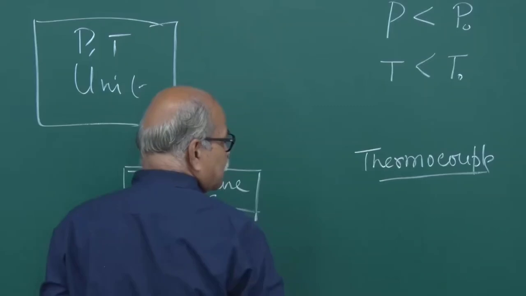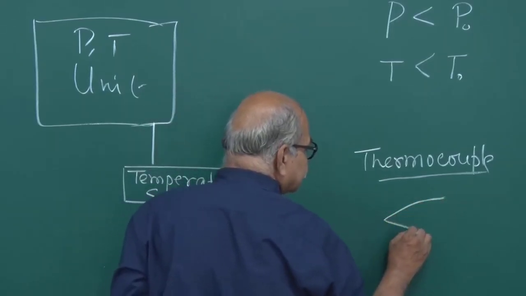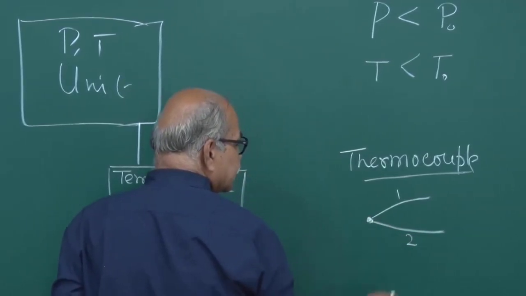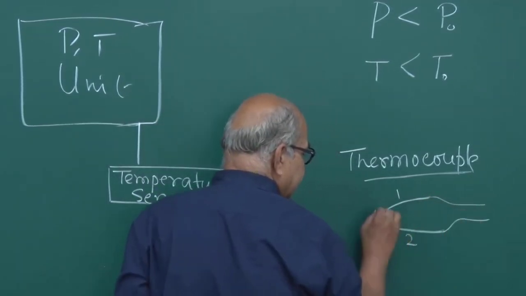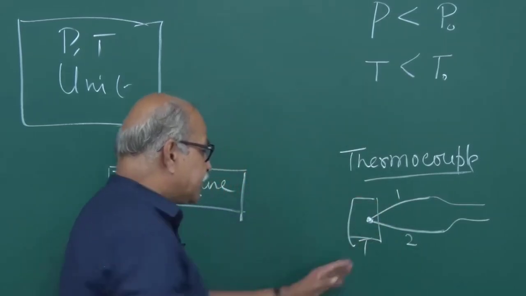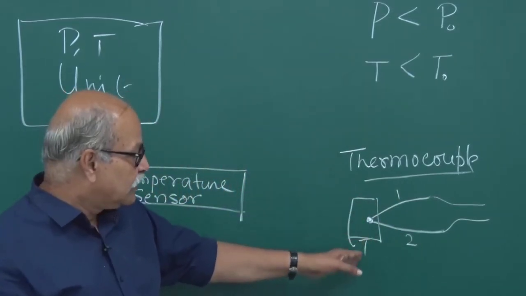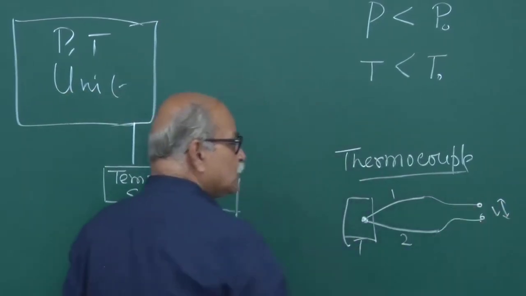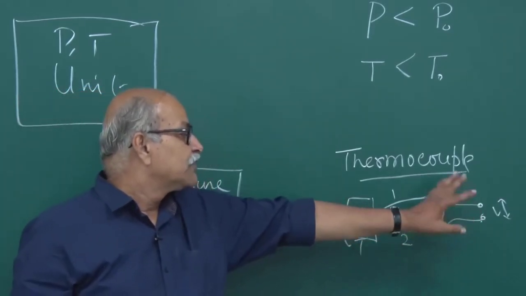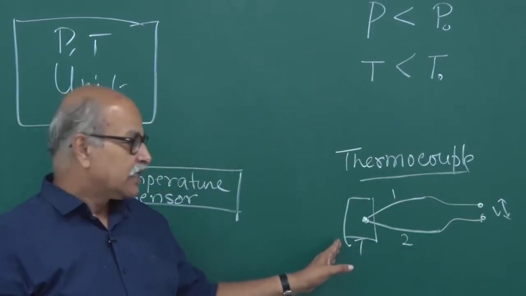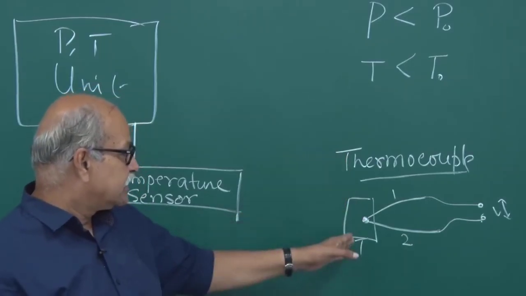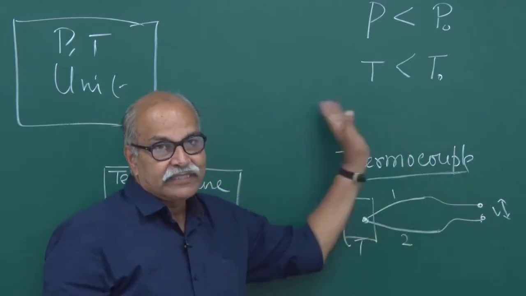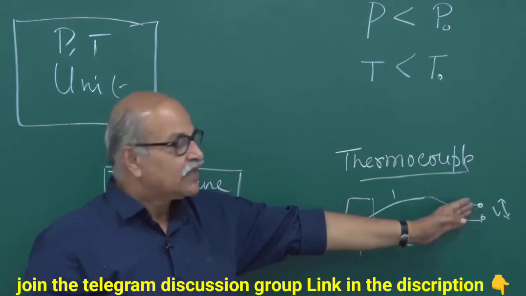In a thermocouple, you have two wires of different materials, 1 and 2, and then you have a junction here. This is the temperature sensor, and whatever the temperature at this junction, it creates a corresponding voltage between these two ends that you can measure, and from there you can know the temperature. Okay. So, this is a temperature sensor. It senses the temperature and creates a voltage according to that. The higher the temperature, the higher the voltage created, and vice versa.